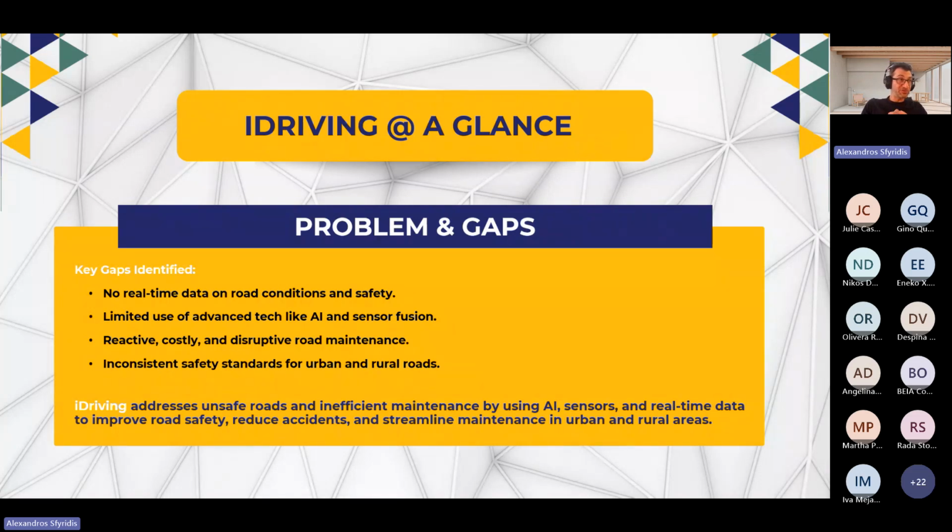So here comes iDriving. The purpose is to utilize real-time data extracted from various sources and leverage advanced technologies such as AI, for example, to address these issues related to road safety and inefficient maintenance, so that the project per se can facilitate accident reduction and streamline maintenance in urban and rural areas.